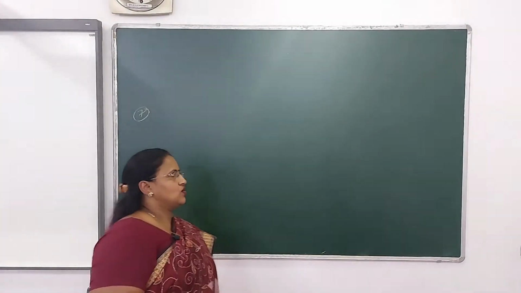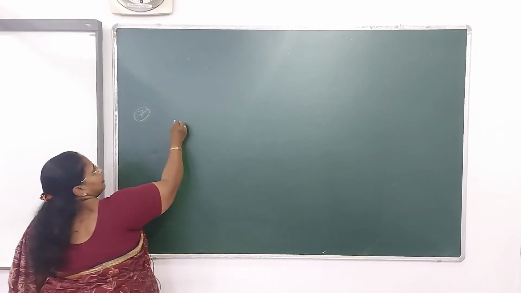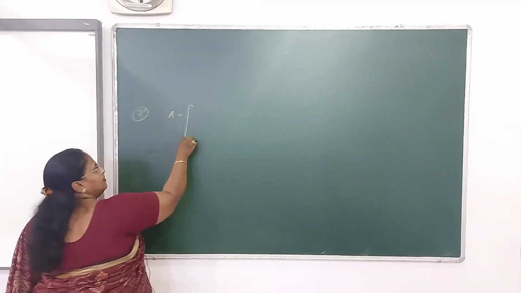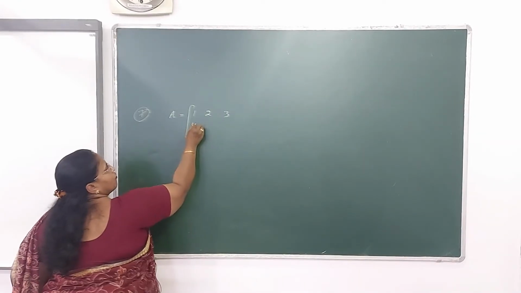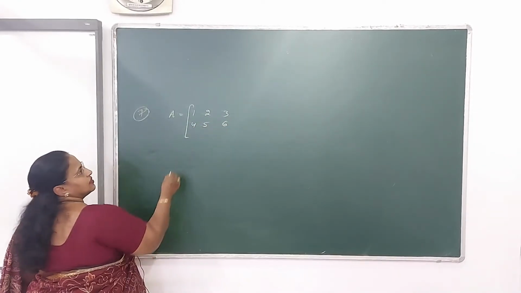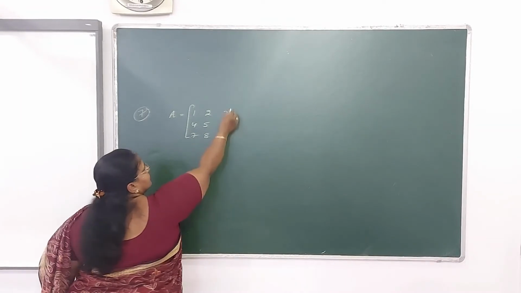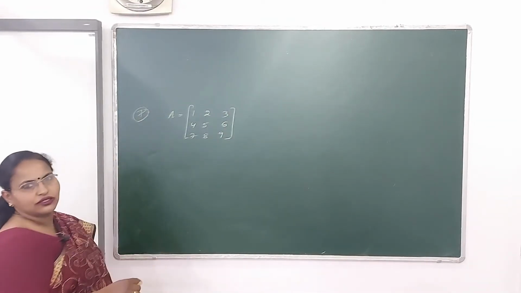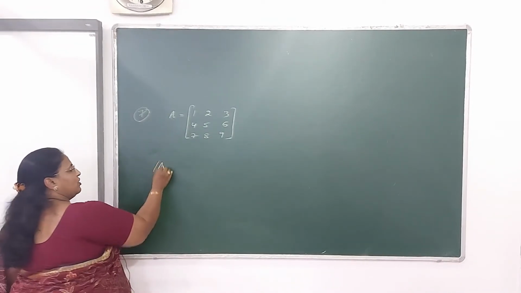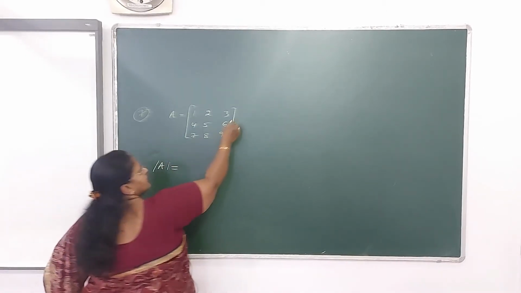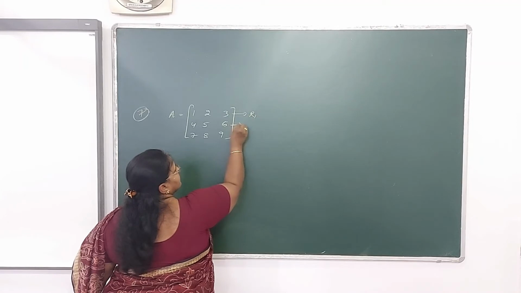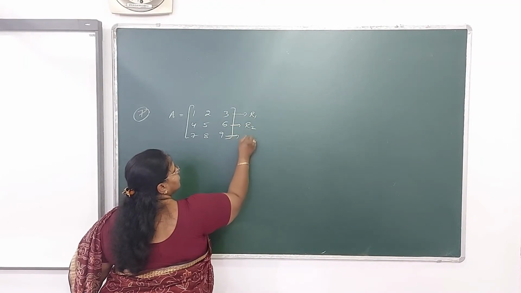Now see this. Let A be a square matrix: 1, 2, 3, 4, 5, 6, 7, 8, 9. This is a square matrix of order 3. Then the determinant of A, you know how to find it. This is the first row R1, this is the second row R2, and this is the third row R3.